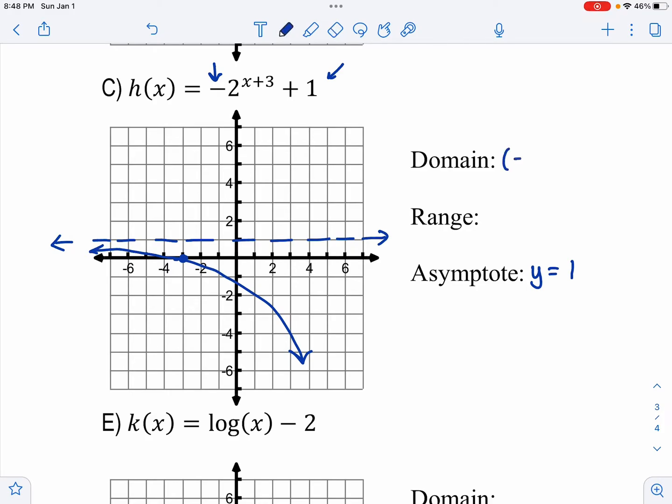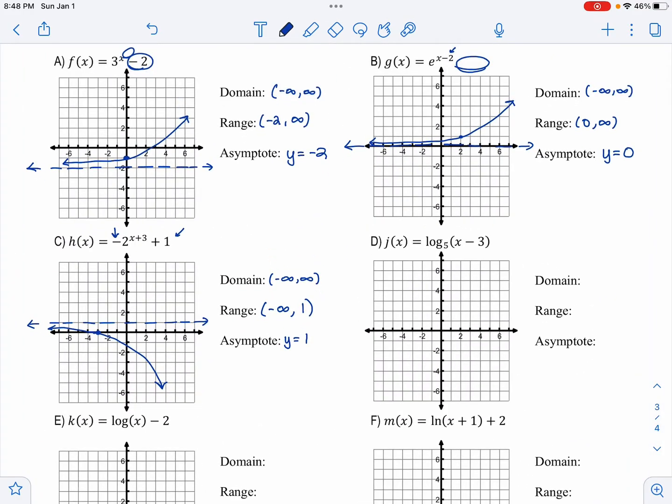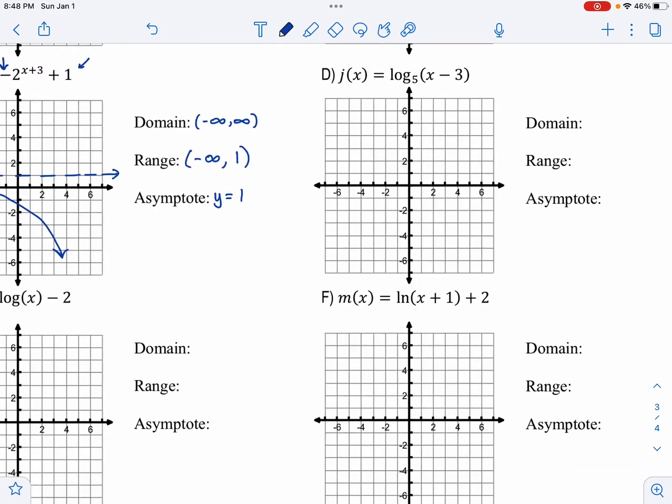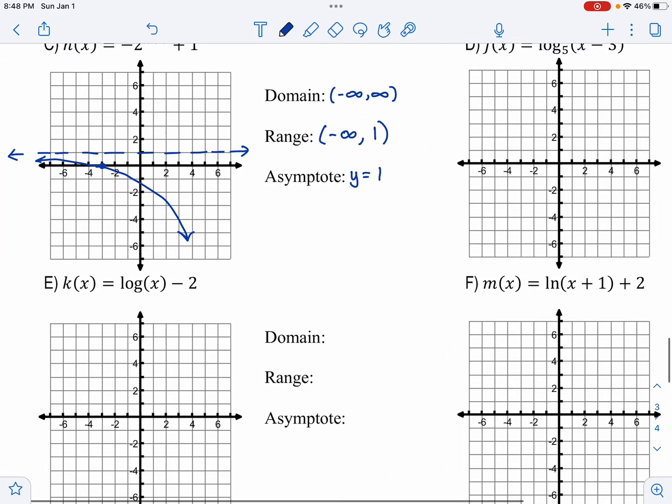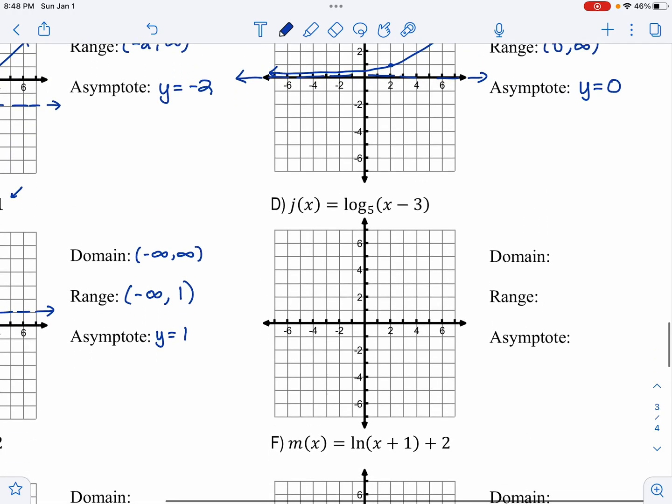All right, domain, all real numbers. Range, the lowest it goes is negative infinity, and then the highest this goes is 1. Okay, and that was our only reflection. Now that I look at them, I was like, oh, how many of those do we have to do? The rest are all logs, okay? So we have 3 more logs to do.